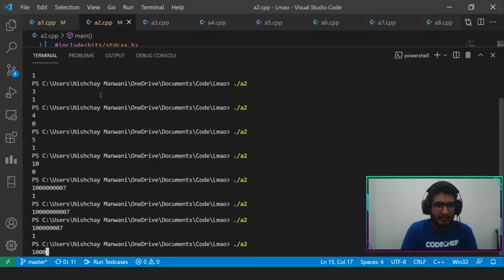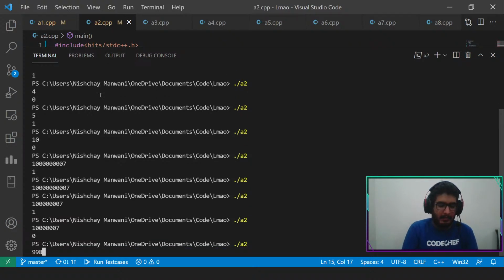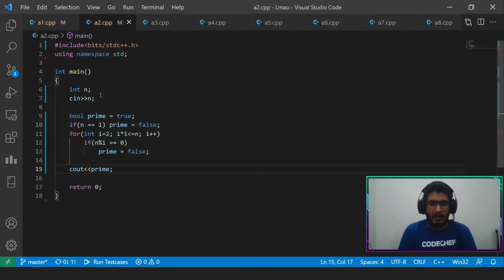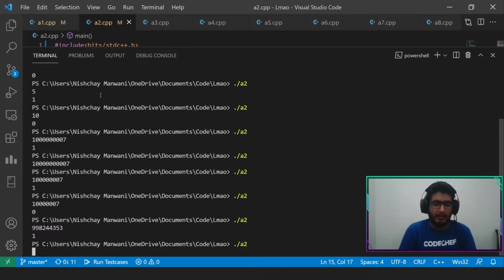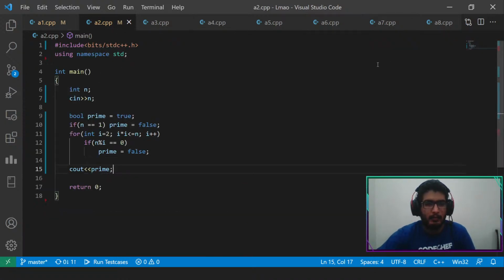This is also prime. This is not a prime. And let's take another number. Right? So this is a prime. So it's working as expected, right? It's giving out prime and non-prime for the numbers that you would expect it to. Let's take 69 as well. That is not a prime. That is a composite. That's 3 into 23.